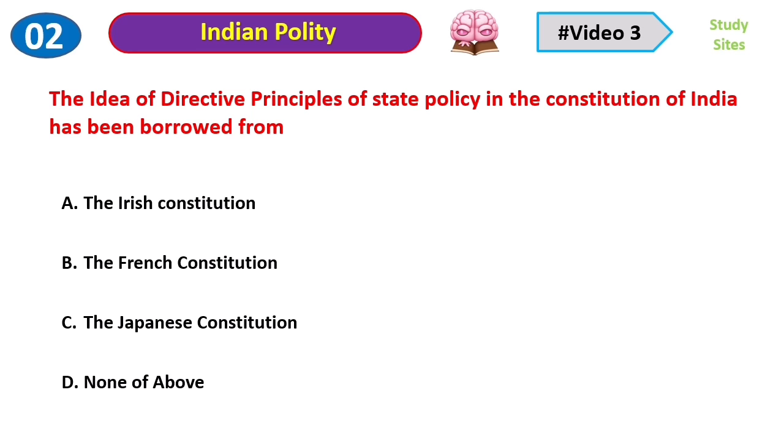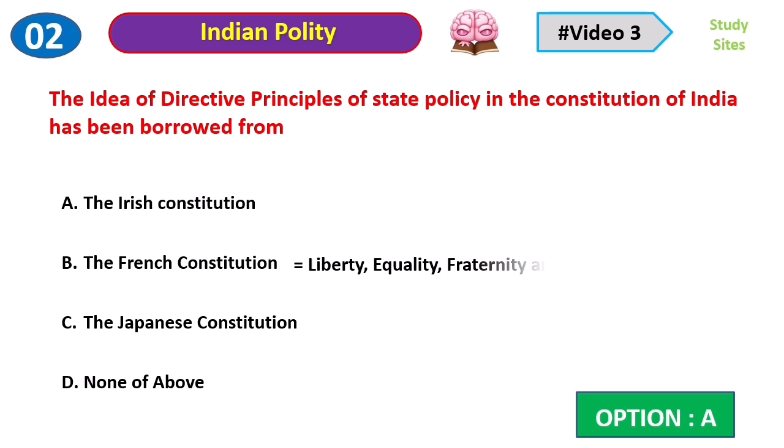The idea of directive principles of state policy in the Constitution of India has been borrowed from the Irish Constitution. And friends, liberty, equality, fraternity, and republic system has been borrowed from French Constitution. Procedure established by law has been borrowed from Japanese Constitution.